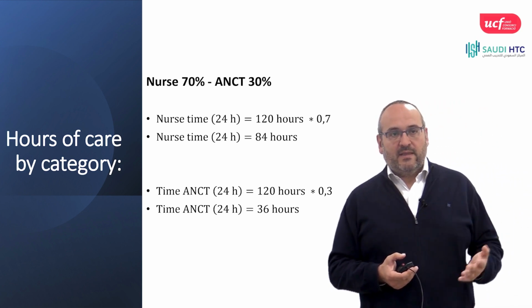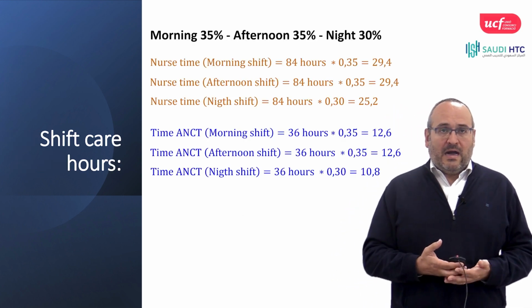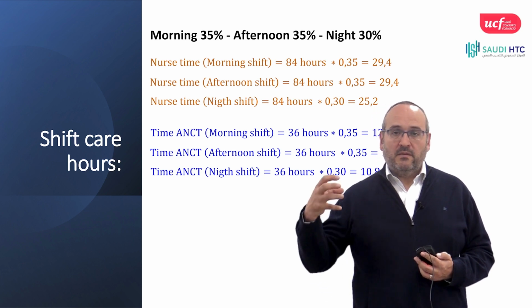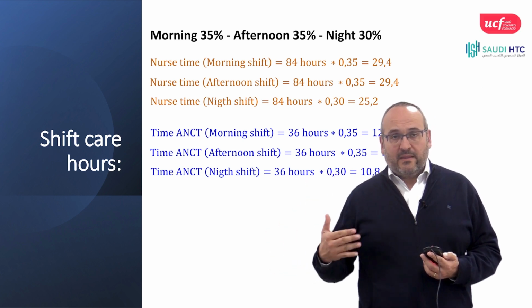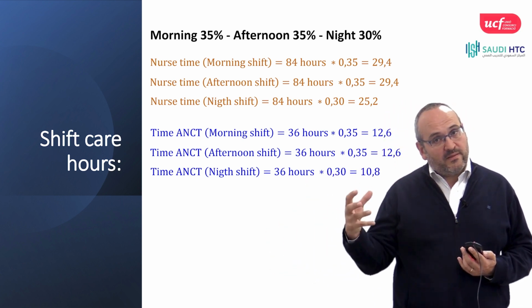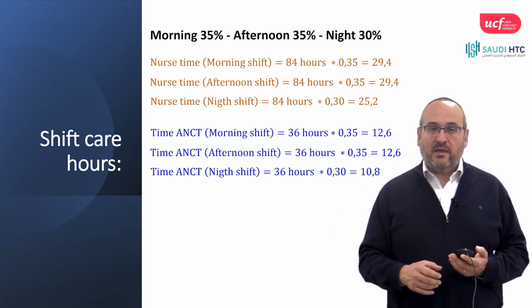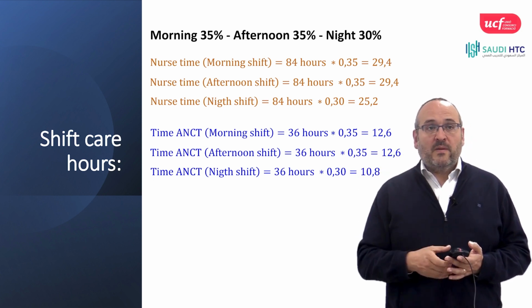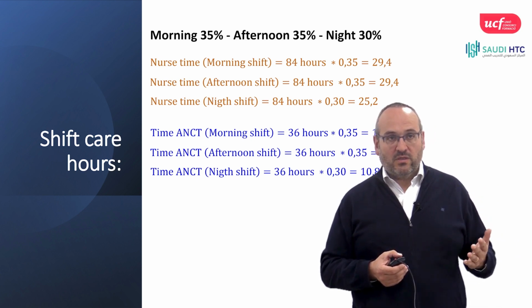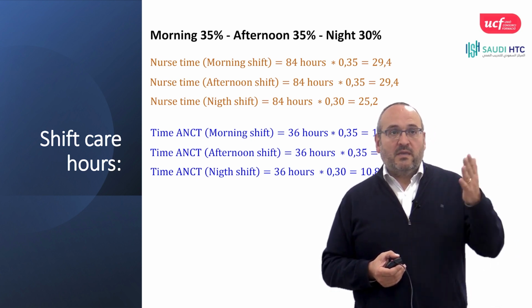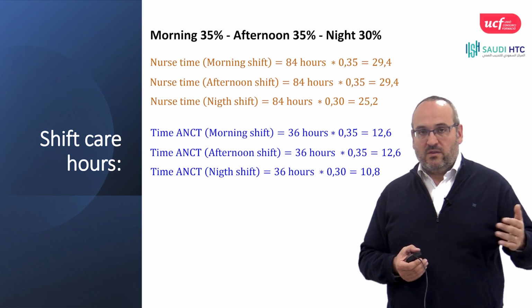Well, now we will have to divide these 120 hours of the workday and assign what corresponds to the nurse's work and the nursing assistant's work. With a simple multiplication, we can obtain those 84 hours of the 120, given that 70% are nursing work, and 36 hours are the work of the nursing assistant. Now, what we will do is divide those nursing hours and those nursing assistant hours into the 3 shifts that we have been given: morning, afternoon, and evening.